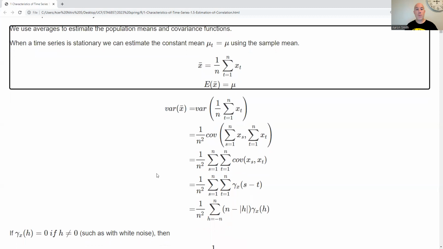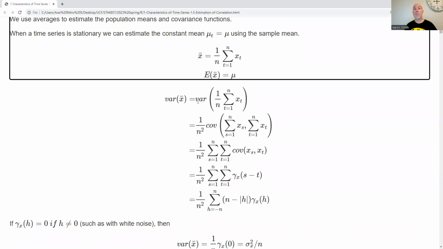And so then, if I take the variance of my sample average, here's the variance. Well, one thing that we can do, we can look at this as actually the same thing as the covariance function. So here I'm taking the variance, and I'm realizing that this can be written to be equivalent to a covariance statement. And so then I can rewrite my variance this way.